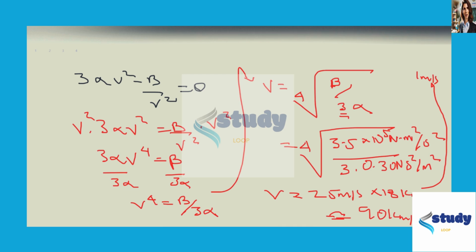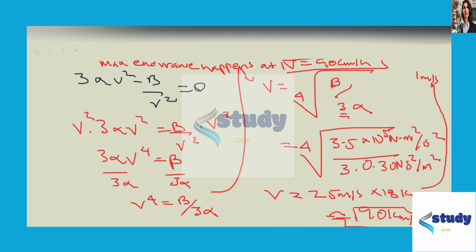So this is the whole process of finding the maximum endurance. So the maximum endurance happens at v equals 90 kilometers per hour.